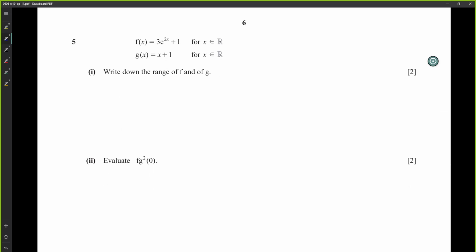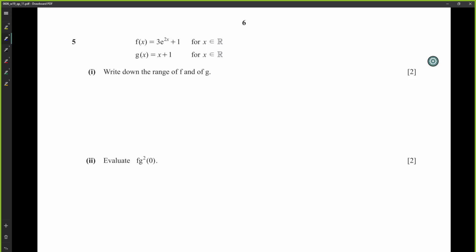Okay, number 5 will be the function. So write down the range of f and g. Now this is kind of, you need to know about the exponent, and then you can know about the range here.